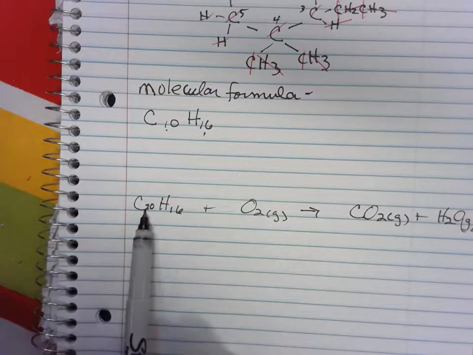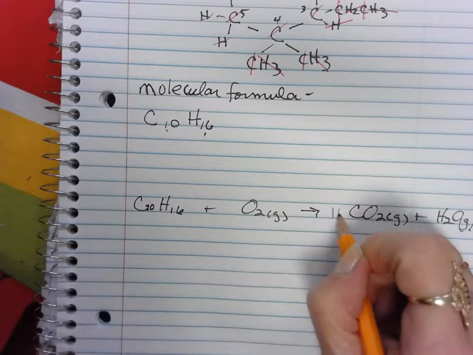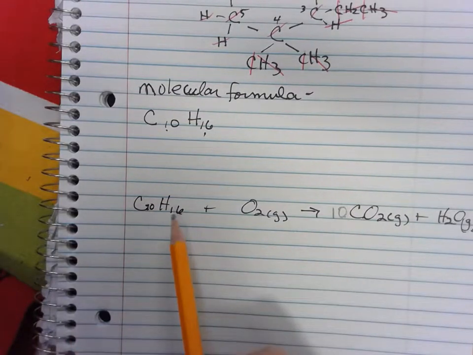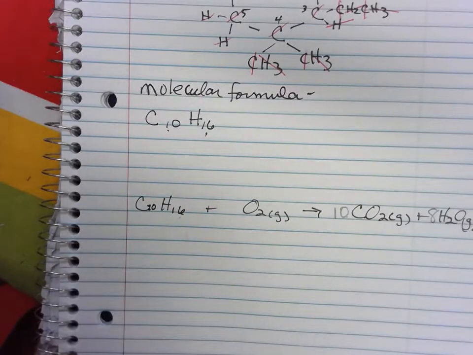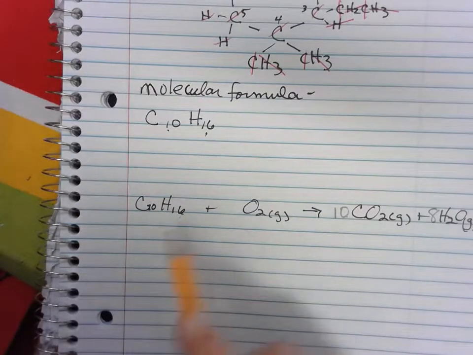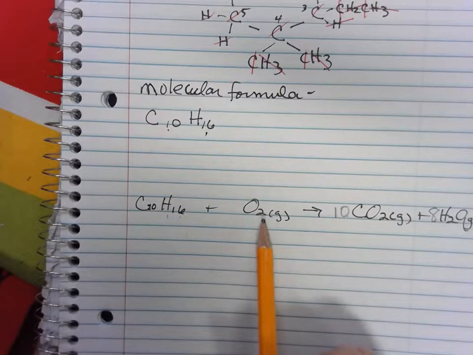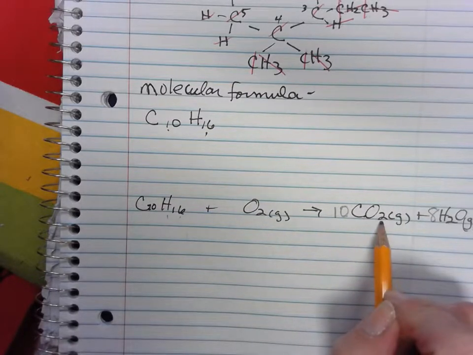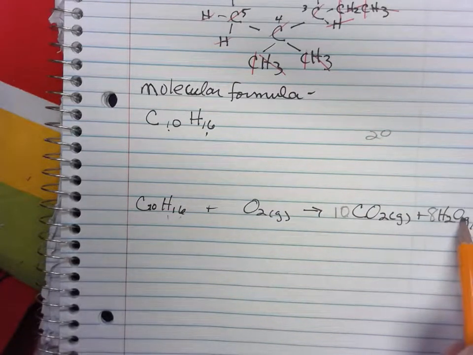I've got 10 carbons here, so I'm going to do this with pencil, so if I have to change numbers, it'll be easy. I'm going to try to put a 10 there. I've got 16 hydrogens, so let me put an 8 here, so 8 times 2 is 16. Now, remember I did carbons first, hydrogens second. Next I'm going to do my oxygens. On this side, I've got 10 times 2 is 20 oxygens, and I've got 8 oxygens right here.